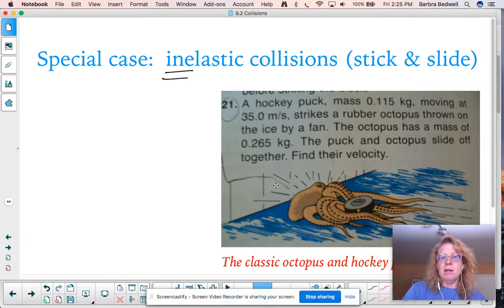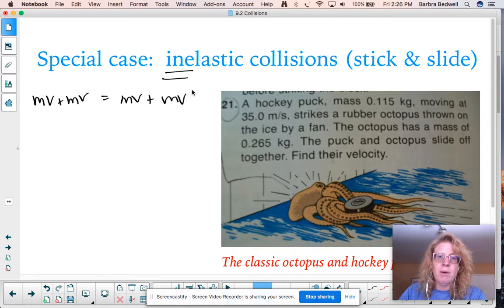So this is a really bizarre little example. It's not a real octopus. You can read the problem. There's an octopus thrown on the ice. A hockey puck hits it, and then how do we solve for the final velocity of the glob of octopus and puck when it's done? With doing these, this is simply a conservation of momentum problem. These are all conservation of momentum problems, and they all take the same form: MV and MV is going to be MV and MV.